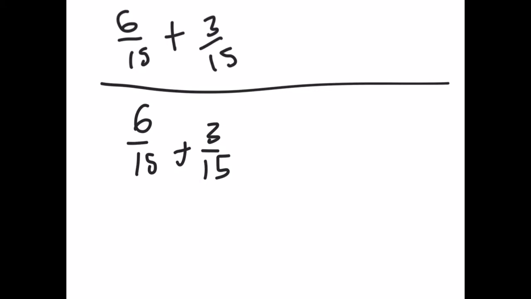So now you're going to want to add the numerators and put the same denominator as the denominator. So 6 plus 3 equals 9. And keep 15 the same because that's the denominator. And actually I messed up. Don't put 9 there. Put 6 plus 3. So we have 6 plus 3 over 15. So then you do the math and do 6 plus 3, which I already said was 9. So your final answer would be 9 over 15.